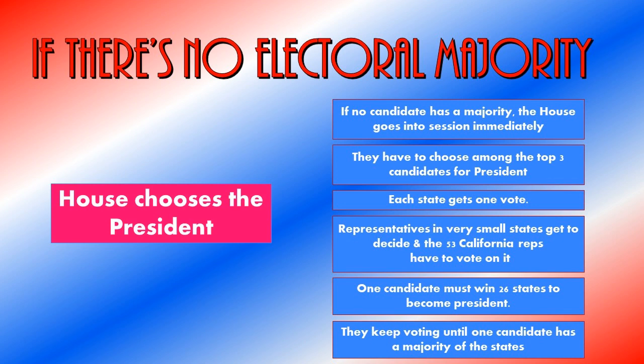It's possible with 3 candidates out there that no candidate is able to get the support of 26 states. And if that's the case, then they're just going to have to vote again. They're going to have to keep voting until one of the candidates ends up with the support of a majority of the states.